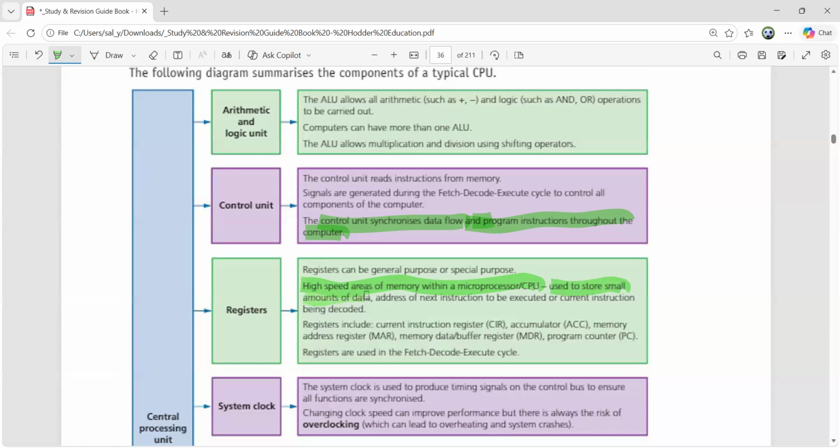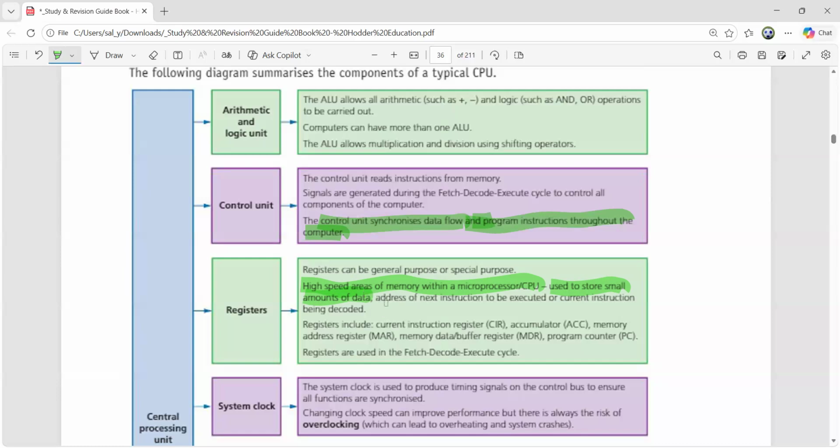And registers are the fastest. A question can come in the paper talking about the speed. So registers are the fastest. Then comes the cache, which is the next fastest. Then in third place, it's the RAM. So this is the sequence of the speed of the different memory components.